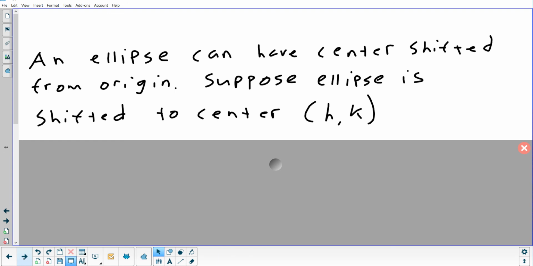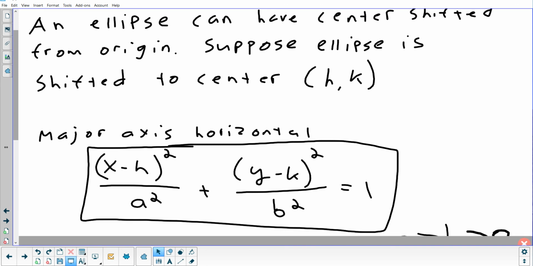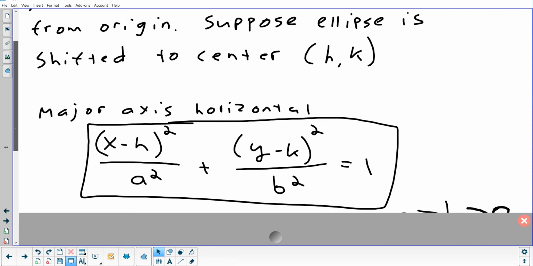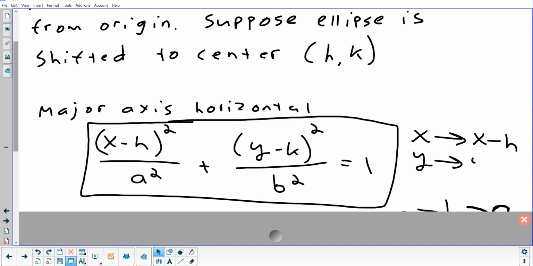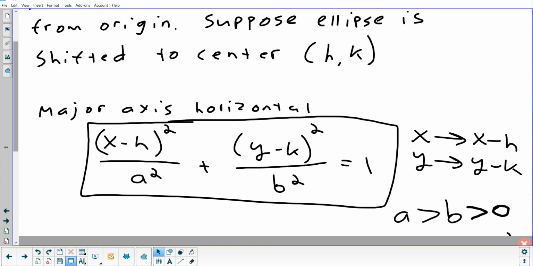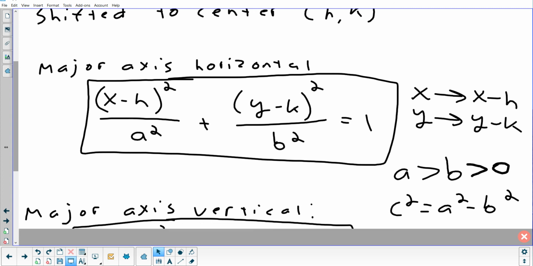So, an ellipse can have its center shifted. And when you shift it, we use exactly the same letters that we used when we did it with a parabola. H, comma, K. That will be the new location of the center. Still equal to 1. The x squared is still on the left. The y squared is still on the right. And if you want it to open horizontal, you put the bigger number under the x. But the difference now is x is replaced with x minus h. That's the only thing that's changing. Y is replaced with y minus k. Those are the only two things that change. A is still bigger than b, and c squared still equals a squared minus b squared.